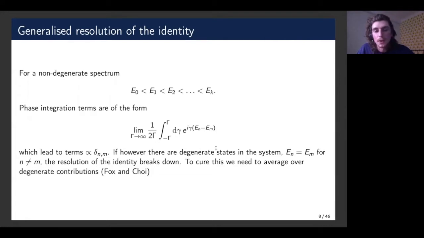And so to cure this, we need to treat degenerate states differently to non-degenerate states. In some sense, we need to average over the degenerate contributions.